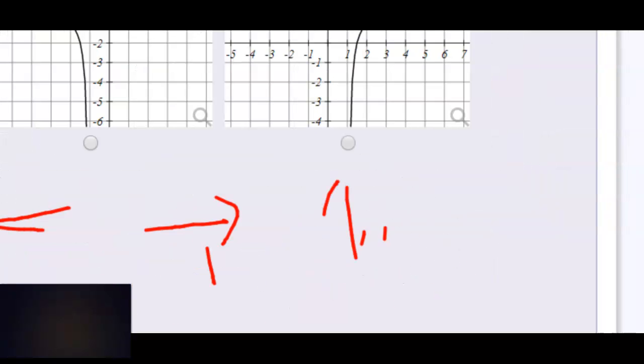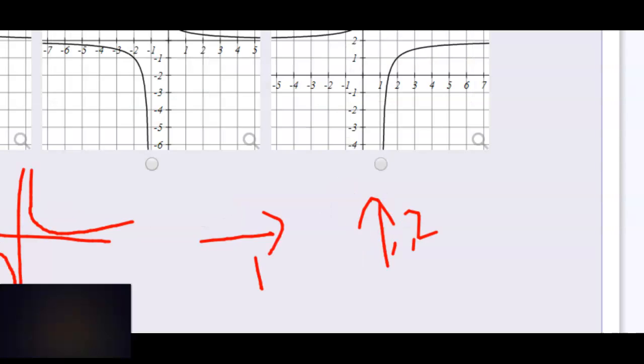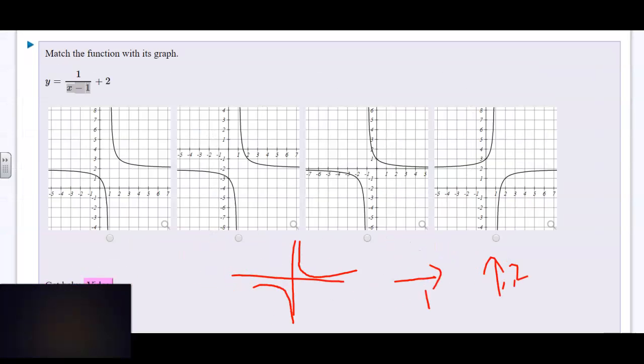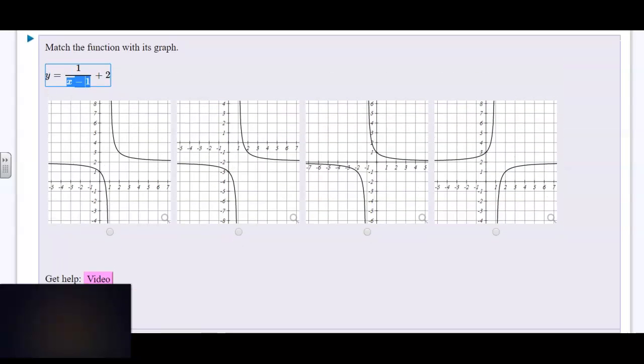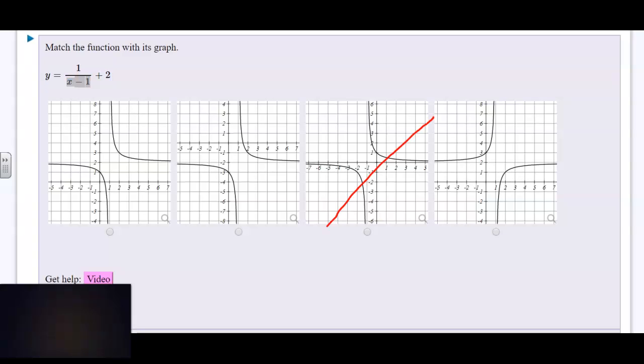Hold on now. Up 2. So we take that one. Right 1, up 2 should be very close there. It's not this one. It's not this one. This one's down, so it can't be that one. So it's either this one or this one.